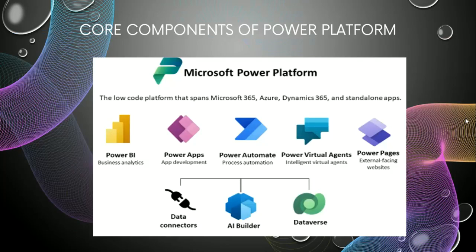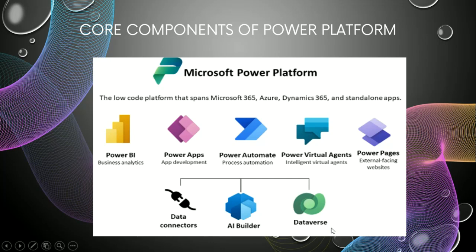Here you can see a diagrammatic view of the components of Power Platform, where I have already mentioned all these components: Power BI, Power Apps, Power Automate for process automation, and Power Virtual Agents, that is, building agents on the Power Platform. Basically, the Copilot comes here, and Power Pages, which is used to build external-facing websites. And we have other support, the backbone of Microsoft Power Platform: data connectors, AI Builder, and Dataverse.